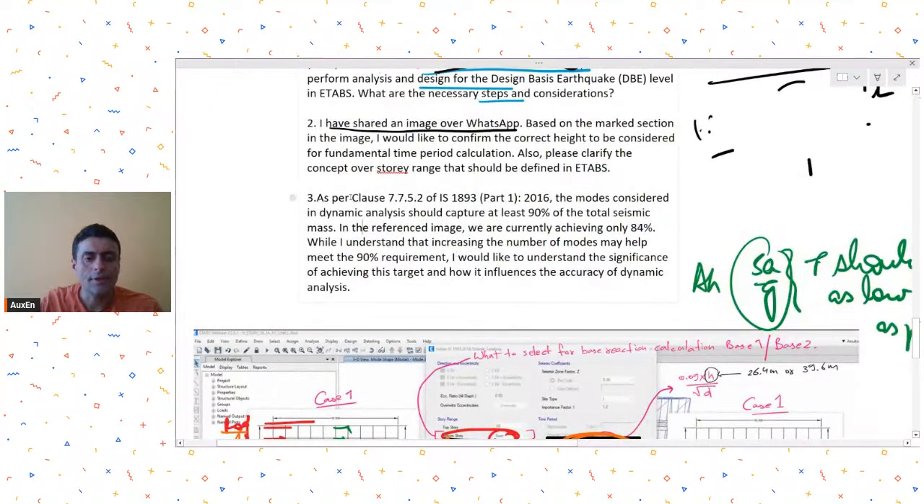Okay. Then Mr. Anukul is asking that as per 1893 Part 1 2016, the number of modes considered in analysis should capture at least 90%. In his image, he is currently achieving only 84%. While I understand that increasing the number of modes may help meet the 90% requirement, I would like to understand the significance of achieving this target and how it influences the accuracy of the analysis.